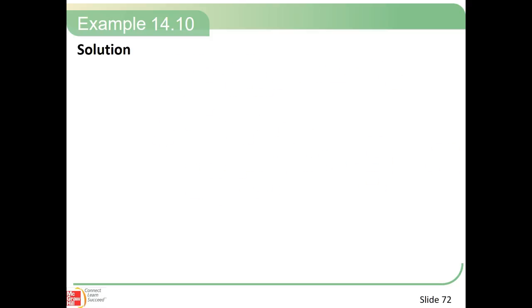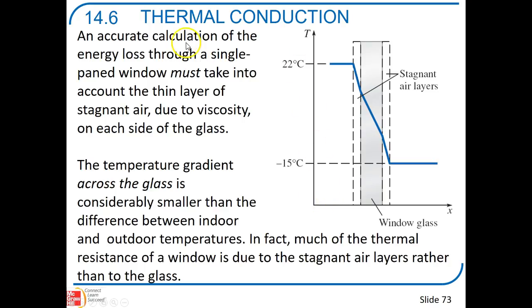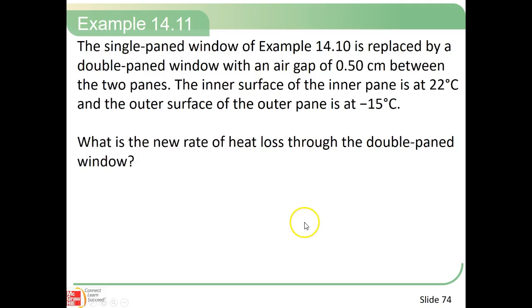Going on in this one, we'll notice that thermal conduction and an accurate calculation of the energy loss through a single pane window must also take into account the stagnant area of air right up next to the window itself. The temperature gradient across the glass is pretty small compared to what it is for this air here. In fact, much of the thermal resistance of a window is really the stagnant air on the outside of the two panes. A single pane window is not very efficient, so we're going to replace it with a double pane window, and we put an air gap and usually put argon gas in between the two, and it's got a really nice R value, so it can hold the heat in the home a little bit better.